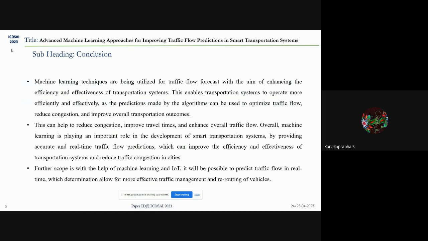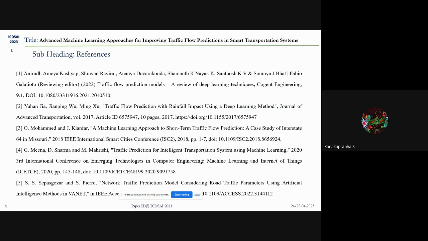So the future scope of this paper is to integrate with IoT, predictive maintenance, environmental consideration, and multimodal transportation. So these are our future scope of this paper. These are some references for using this prediction method.